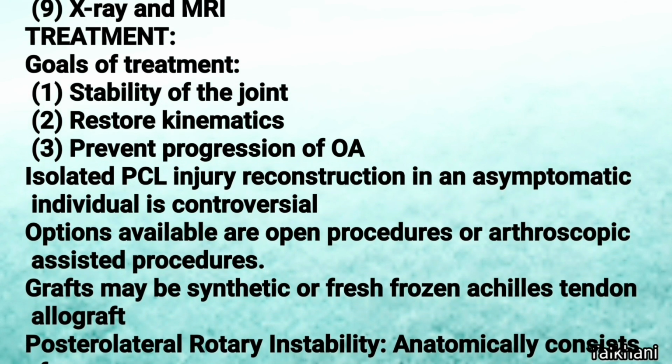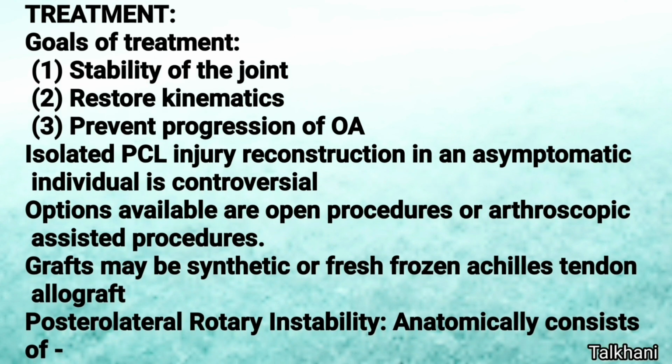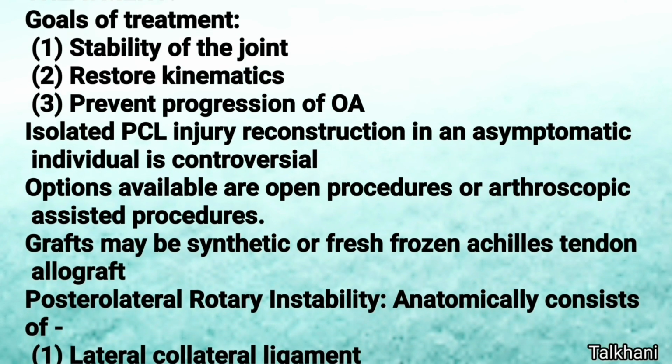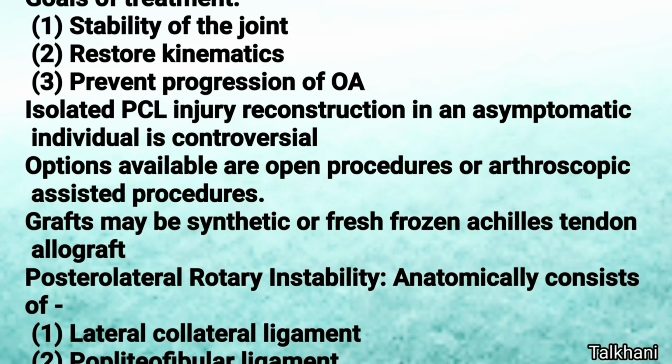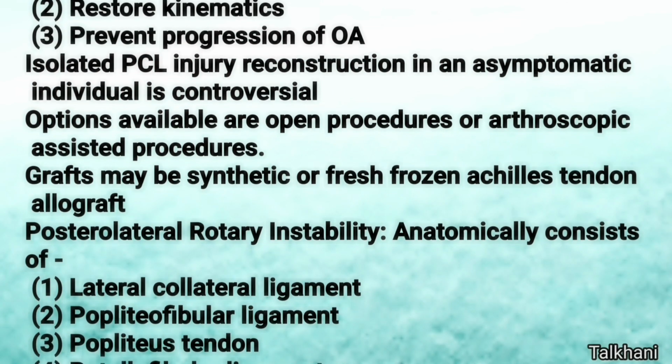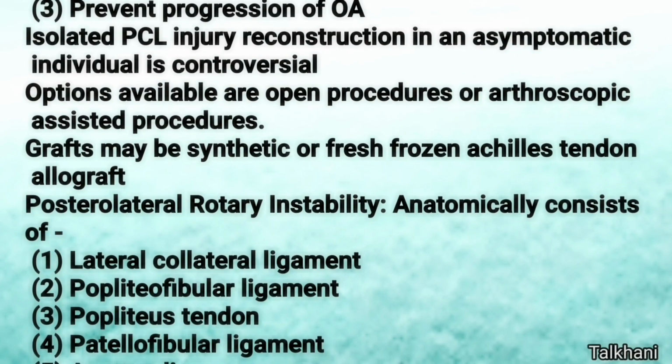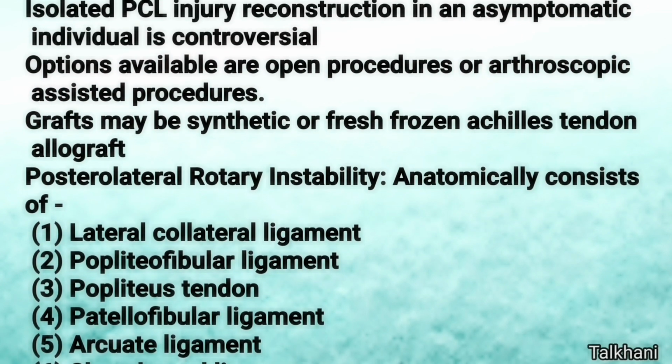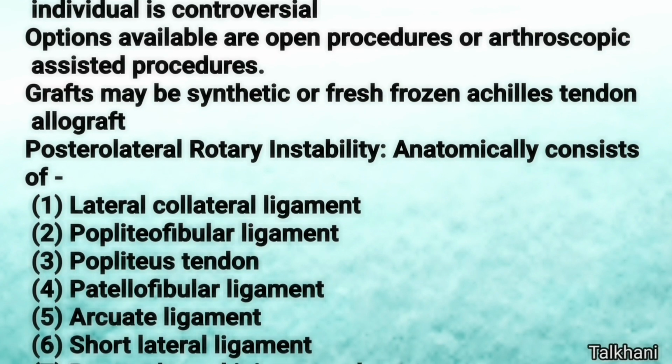Posterolateral rotary instability of the knee. Anatomically, posterolateral complex consists of lateral collateral ligament, popliteofibular ligament, popliteus tendon, patellofemoral ligament, arcuate ligament, short lateral ligament, and posterolateral joint capsule.